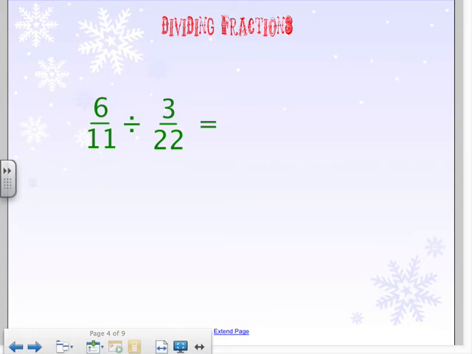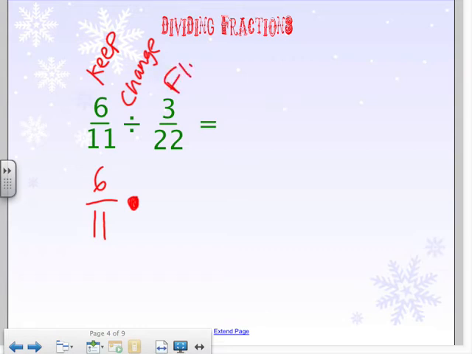All right, so I want you to pause it. Go ahead and try this one on your own with keep, change, flip, and then hit play to see if your answer is right. All right, so if I keep, that means the first number stays the same. Be careful. Some people accidentally flip the first number. Don't flip the first number. Change to multiplication, so don't forget to change. You're multiplying now. There actually is no dividing of the fraction. And then flip, I need the reciprocal of this second number, 22/3.